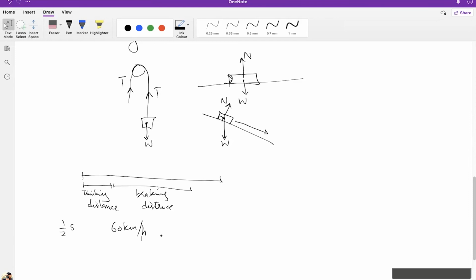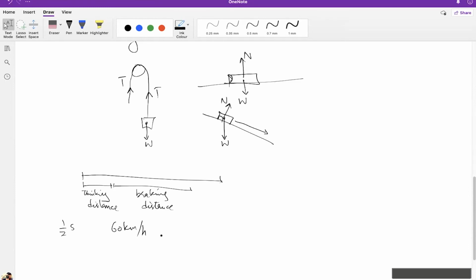60 over half. Again, 60 kilometers per hour is the unit, and that is half a second. So you need to convert the units, you need them to be consistent. 8.3 meters. How did you figure that out, Zainab?